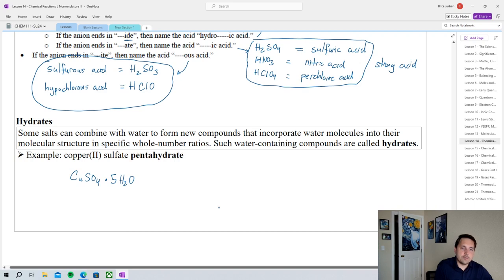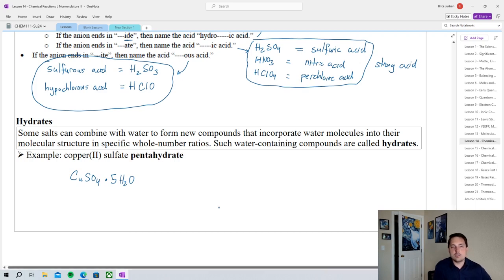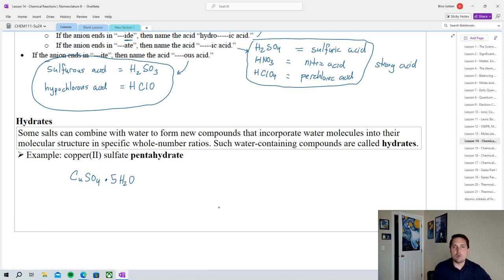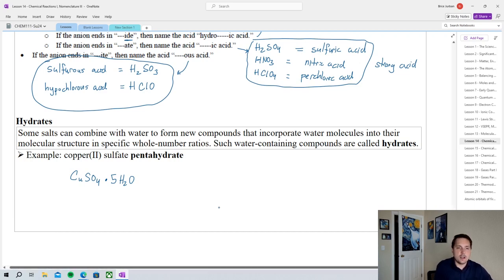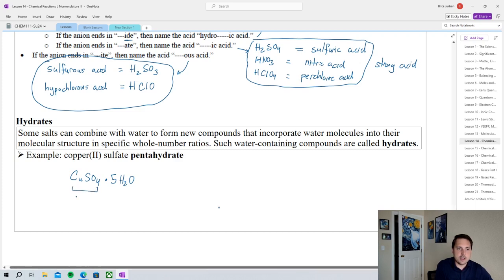And for these, this is not a multiplication symbol. It just means there's 5 waters per one formula unit. So when you go to calculate the formula mass of something like this, you just add the mass of 5 waters to the mass of that salt. This portion here, if we just had this by itself, is the anhydrous, meaning non-water containing, portion of the formula. But then collectively, this is known as the hydrate.